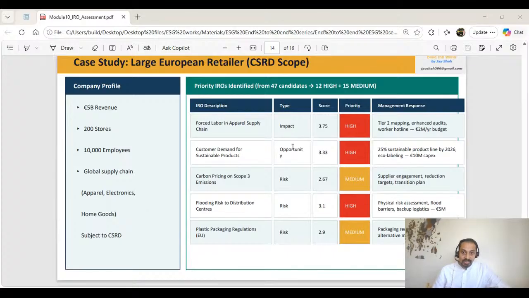The time horizon is medium term. The management response is expanding the sustainable product line to a 25% range by 2026, eco-labeling programs, and supplier partnerships. Everything they have done requires a capital investment of 10 million. So the company is explicitly investing to capture this opportunity very well. That is part of the overall IRO of the opportunity.